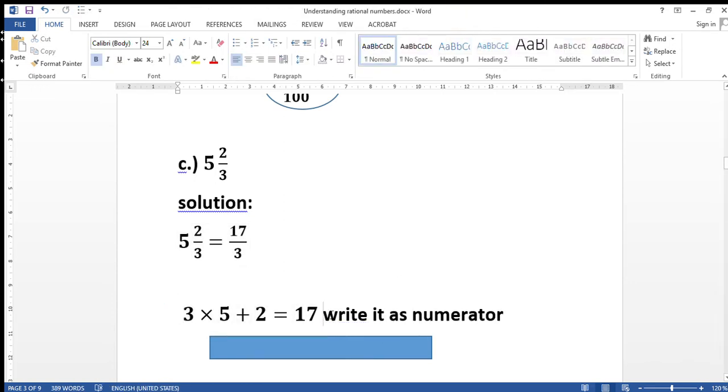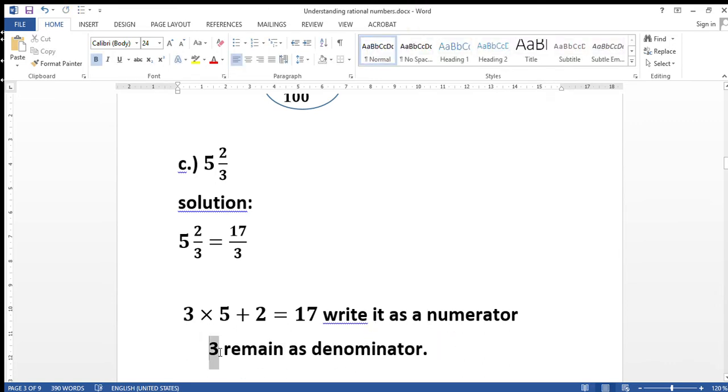So that 17, we have to write as the numerator. And then the number 3 shall remain as the denominator. So that's why we just write it right here. Now we call this an improper fraction because, as you see, the numerator is larger than the denominator. So that's why we call it an improper fraction.